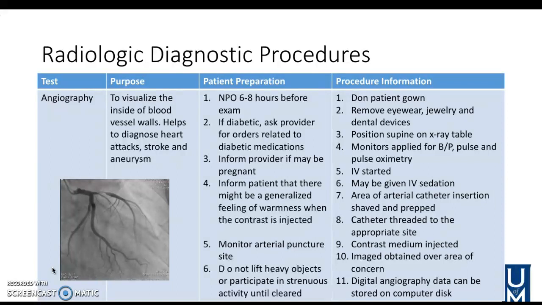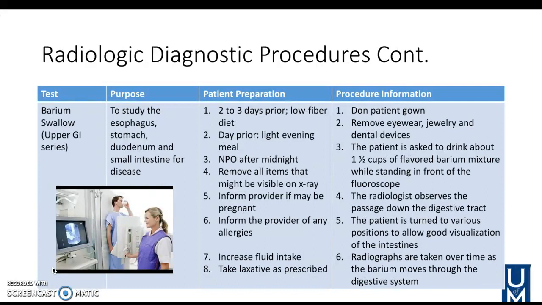So we know there is an issue there in that blood vessel within the heart. Okay, so another type of radiologic diagnostic test is a barium swallow, or often called an upper GI series. This is to study the esophagus, the stomach, the duodenum, and the small intestine for disease. So we're going to jump again over to how this is performed.